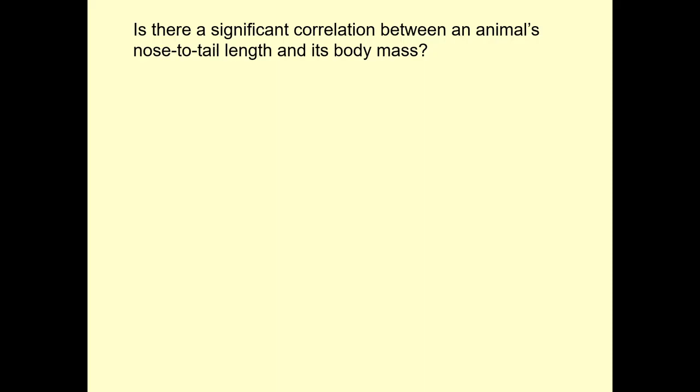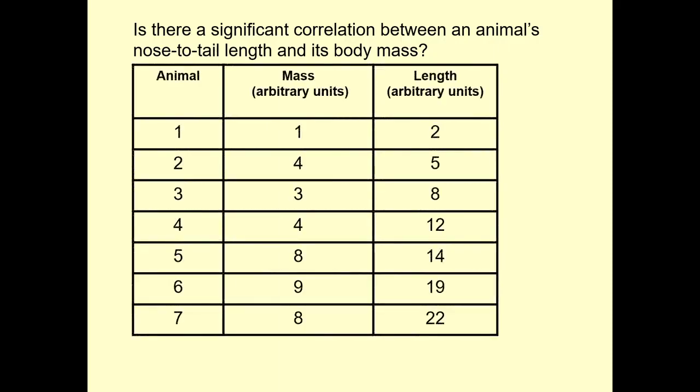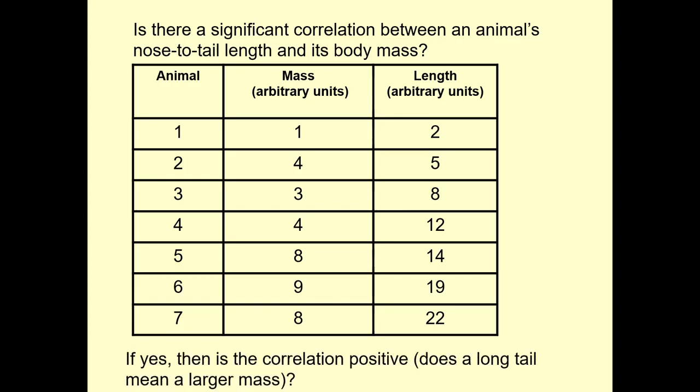Is there a significant correlation between an animal's nose to tail length and its body mass? So here's a set of data that I'm going to be using, and I'm going to perform a statistical test on this data to see if we can find a significant correlation. If yes, then is the correlation positive? And if the correlation is positive, does a long tail mean larger mass?